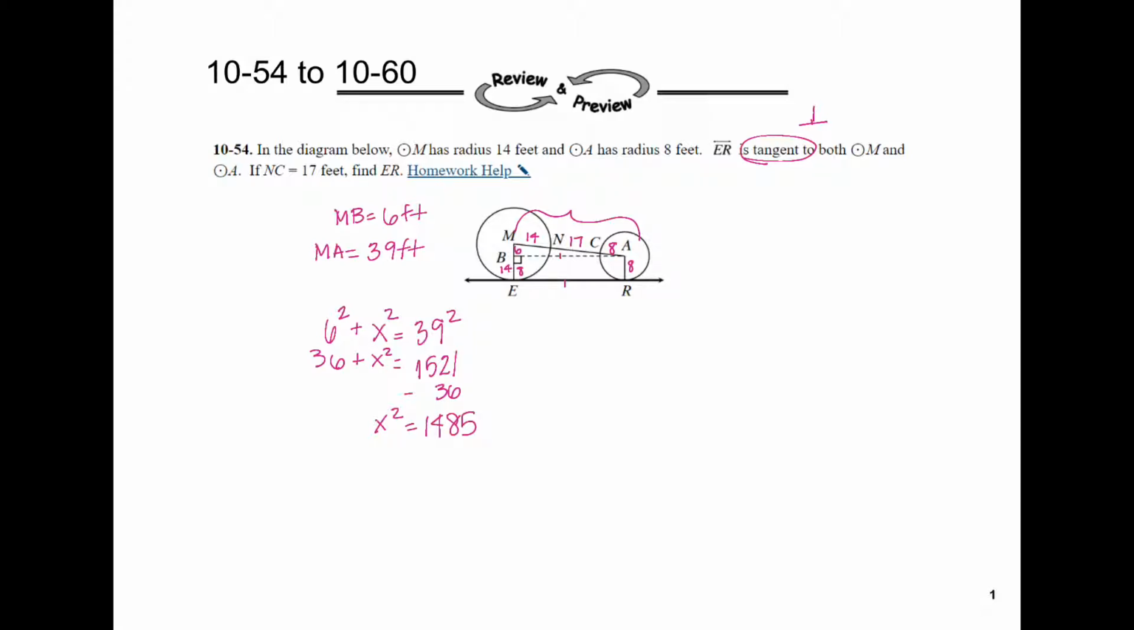1,485. We then can take the square root of that answer, and we can say that x is equal to the square root of 1,485, which is approximately 38.54 feet, is approximately the measure of line segment ER.